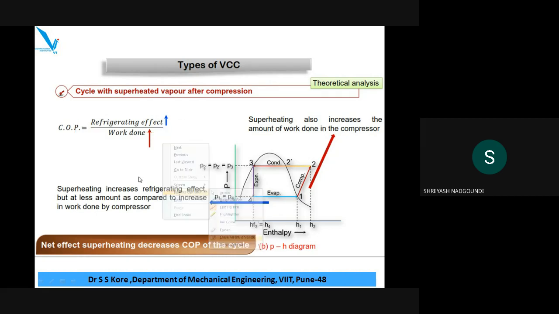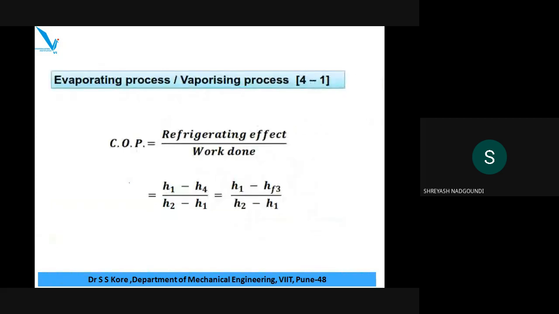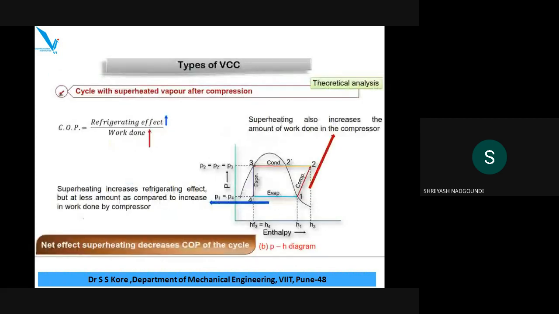But the main benefit of this cycle is that there is no wet vapor entering the compressor. So that will avoid the corrosion of the compressor parts, and it increases the life of the compressor. That is the advantage.